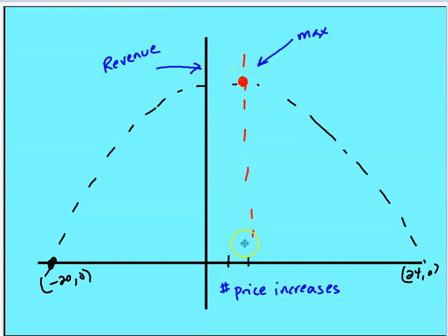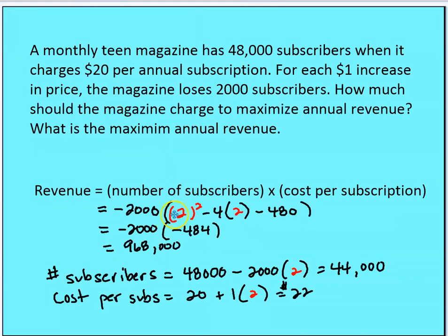So I know that this value is 2, then I have to find the value for Y, which is the revenue. So I'm going to substitute 2 back into the function, and I'm going to solve, and I end up with $968,000, which is equivalent to 44,000 subscribers times the cost per subscription of 22.